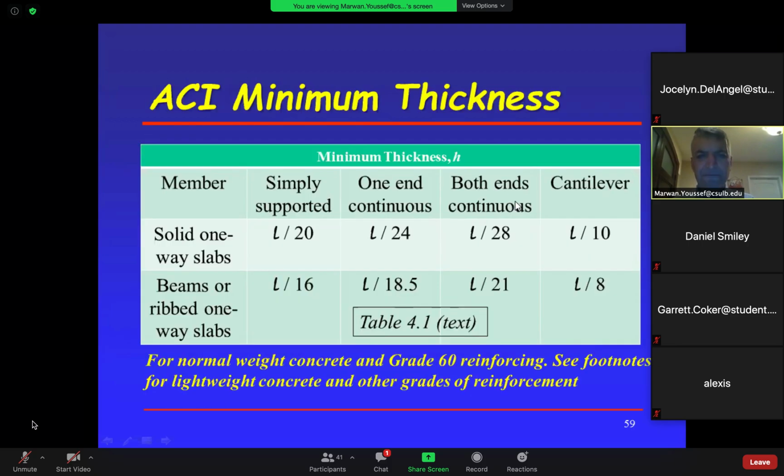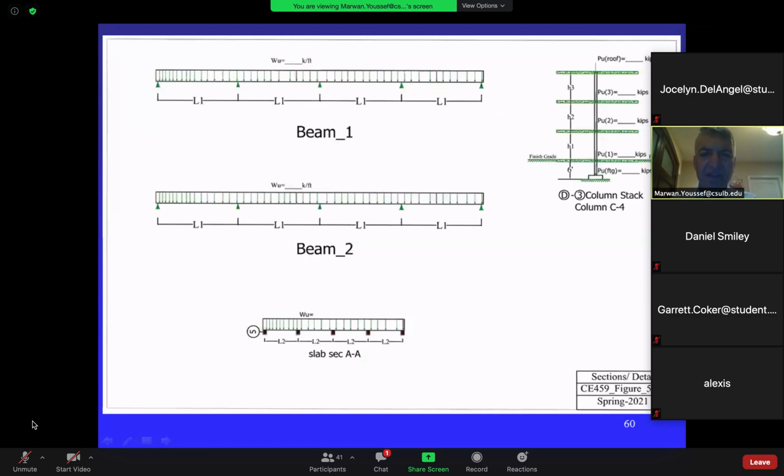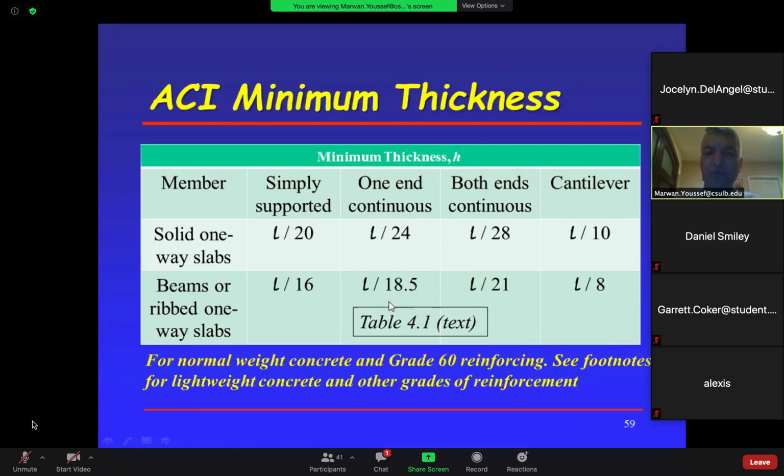Why is that? Look at the slab here. Look at the edge slab. This end is discontinuous because there's no span next to it. It ends here. But what about this end of this span slab? It is continuous because it goes down. How about the other piece? Yes, discontinuous, continuous. So these two end slabs fall under one end continuous.